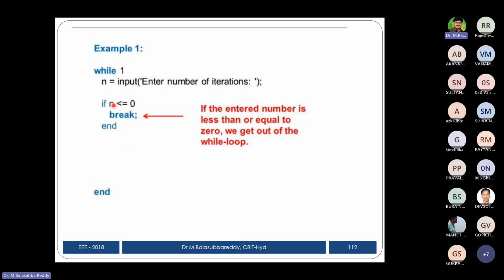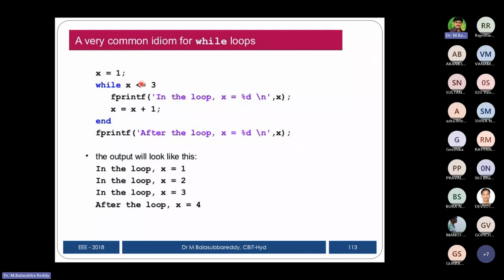Because if we are using it inside while, it is checking; if this break is not there, continuously it will repeat, enter the number of iterations, enter the number of iterations, like that. That's why, while we are doing this process, it has to be incremented somehow. And these are some of the examples.